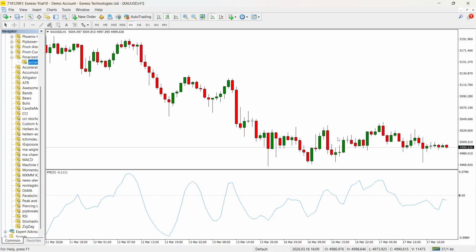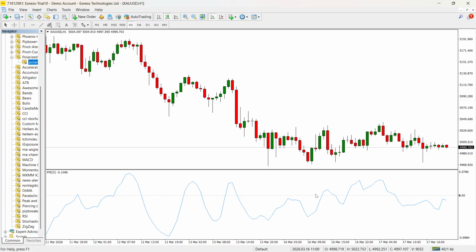As you can see, the Polarized Fractal Efficiency (PFE) indicator plots as a line oscillator in a sub-window, typically ranging around the zero line. It measures how efficiently price is traveling, comparing the straight line distance of price movements to the total path traveled.